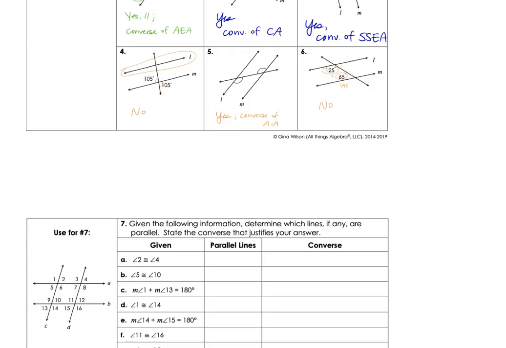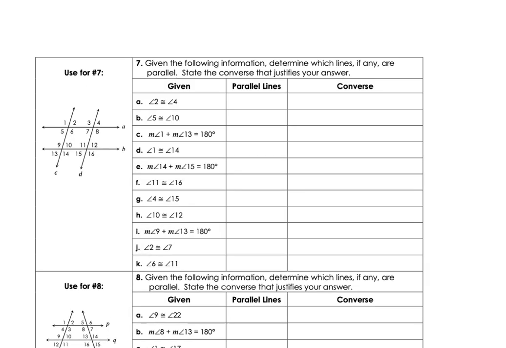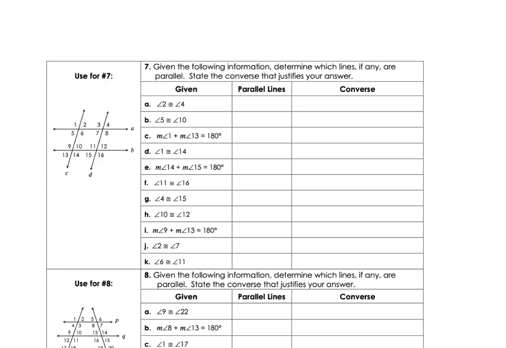Okay, moving right along. Flip that page. All right, we're gonna go through this fairly quickly because there's a lot of little pieces here. And then I'll have you try a different one on your own for a little bit. But looking at number 7, it says, given this information, determine which lines, if any, are parallel and which converse justifies your answer. Because they're saying that it's a converse here, I'm okay if you don't write converse of. It's saying which converse, so AIA, AEA, SSIA, that's fine.